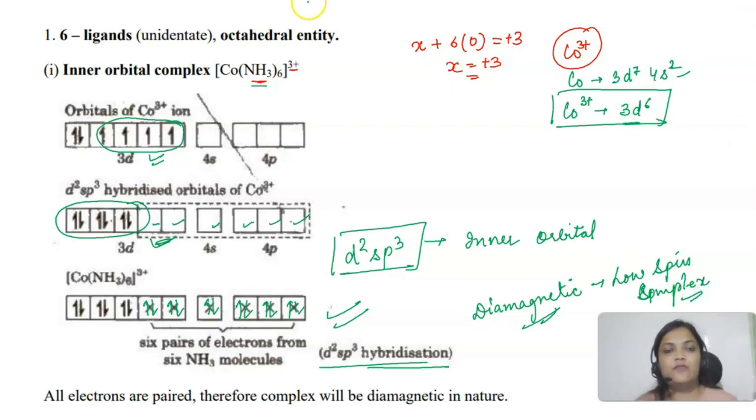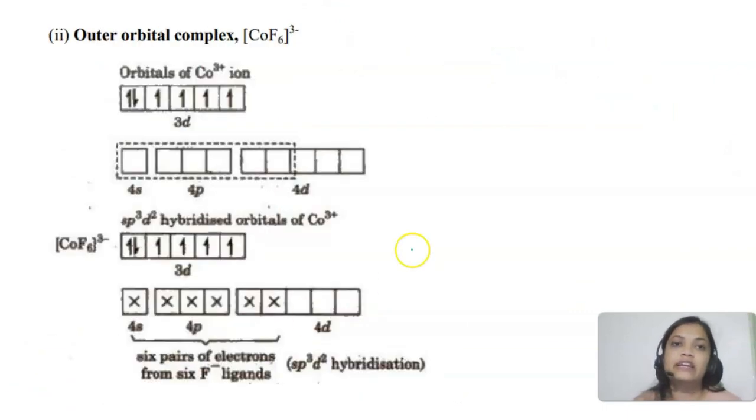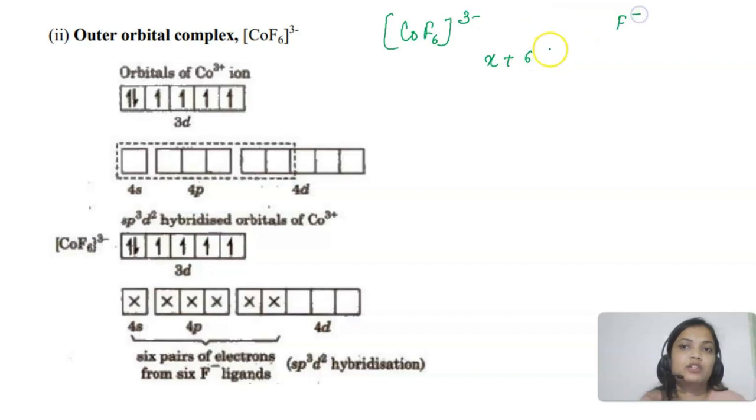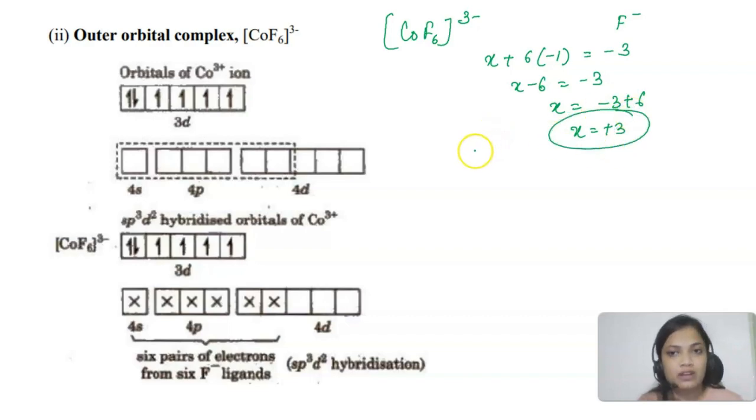Now we will see the same case of cobalt 3+, but now the ligand is different. The ligand is fluorine. Okay, so now it's CoF6 3-. Now if you have to find the oxidation state of cobalt here, fluorine has a -1 charge. So 6 into -1 and the overall charge is -3. So X minus 6 is -3 and X will be -3 plus 6, so X is +3. So look, this is how you have to find the oxidation state. So again cobalt is in the 3+ state, meaning it is 3d6.